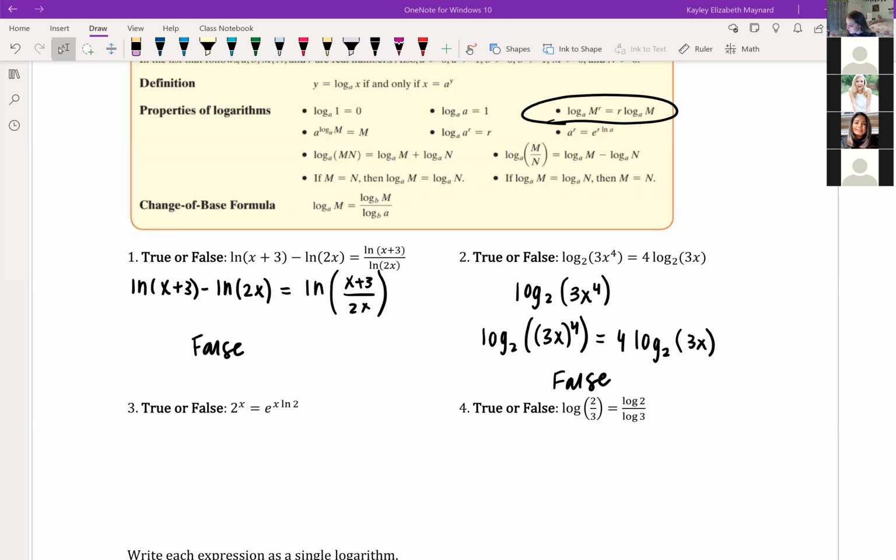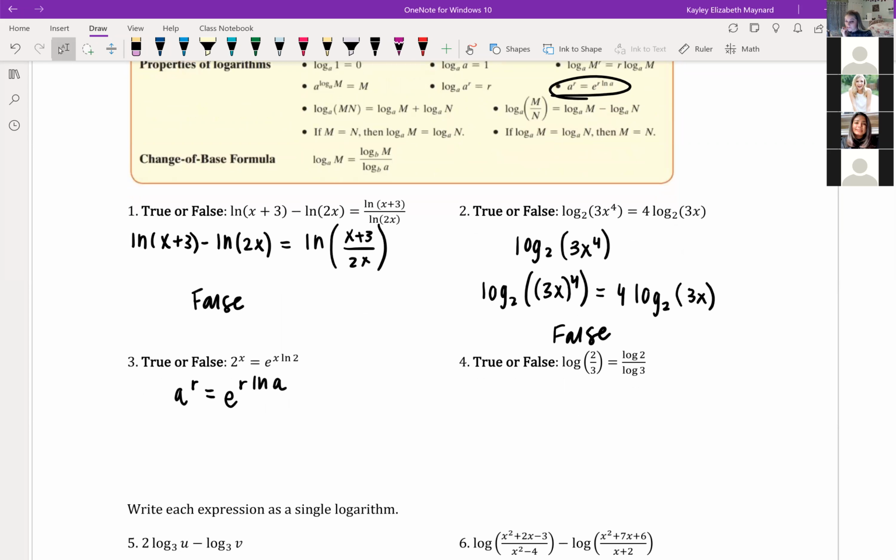So there is a property up here. Make sure I circle the right one. Yeah, it's this one right here that says that a to the r is equal to e to the r ln of a. So we can use this on what we're given. So 2 to the x, just using this property, should be equal to e to the x ln of 2, which is exactly what this is. So this one checks out as true. That was a terrible true, which most of you guys said. So that's good. About 75% of you said it was true.